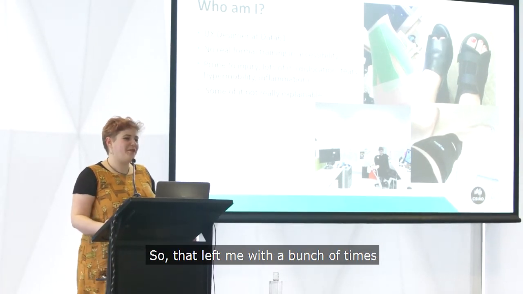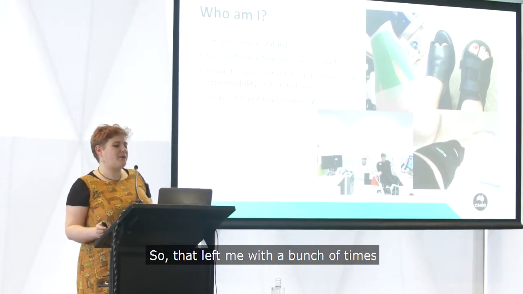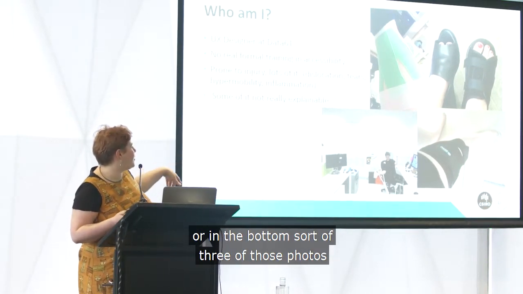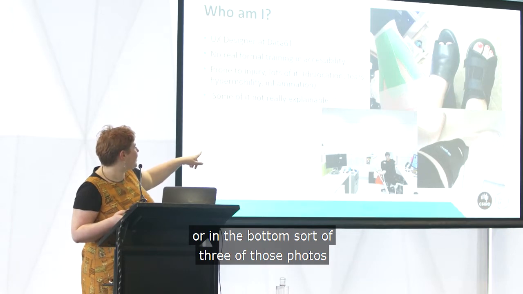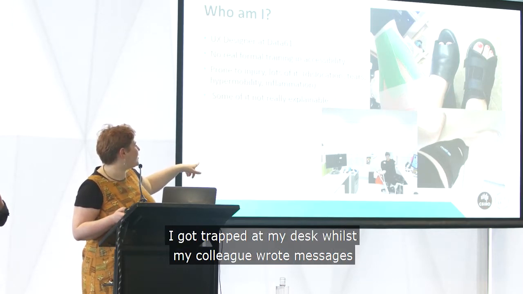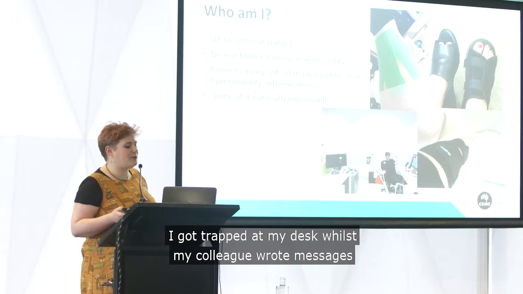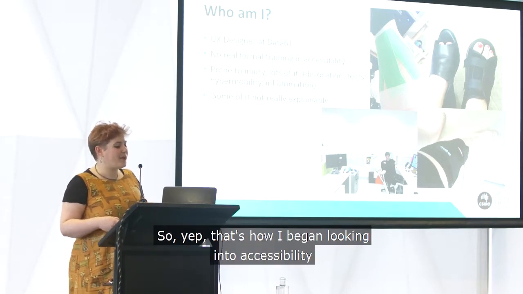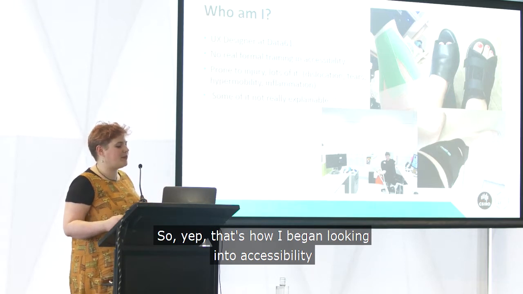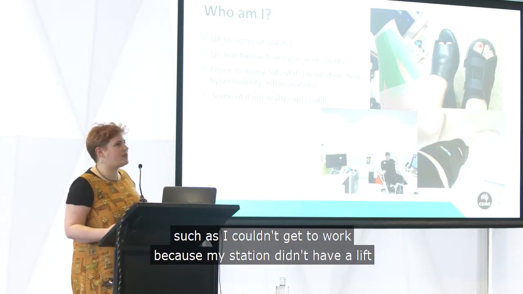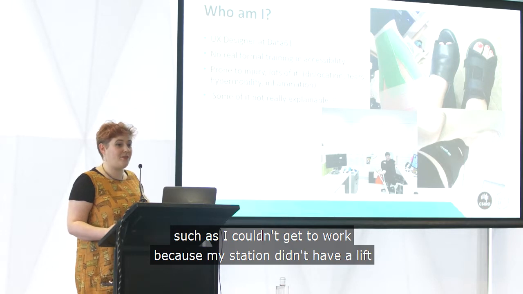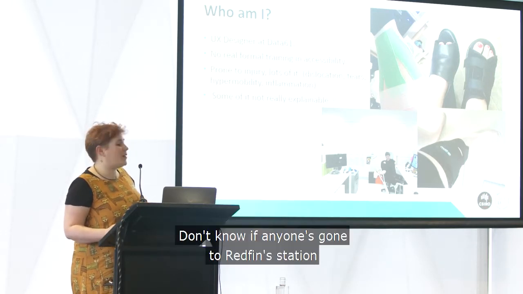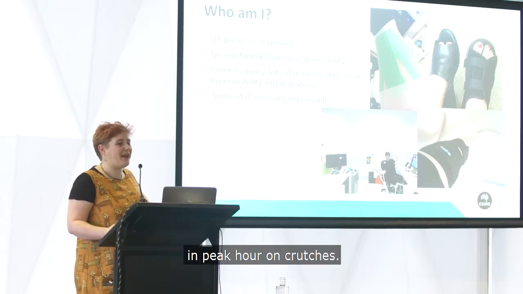So that left me with a bunch of times where I couldn't use a keyboard properly, or in the bottom sort of three of those photos, I got trapped at my desk whilst my colleague wrote messages on the whiteboard behind me because I couldn't get up. So that's how I began looking into accessibility, because there were just several things that happened, such as I couldn't get to work because my station didn't have a lift or anything, and it was extremely dangerous being on crutches. Don't know if anyone's gone to Redfern Station in peak hour on crutches.